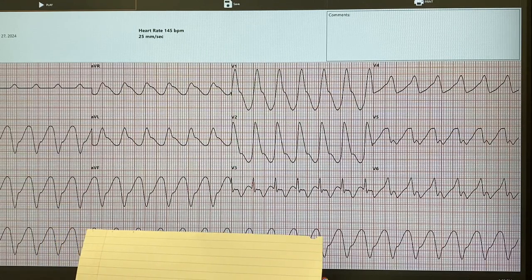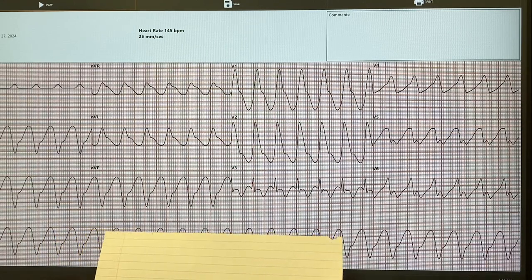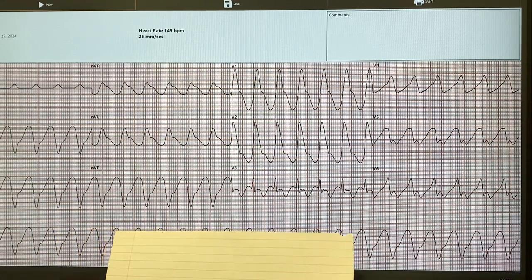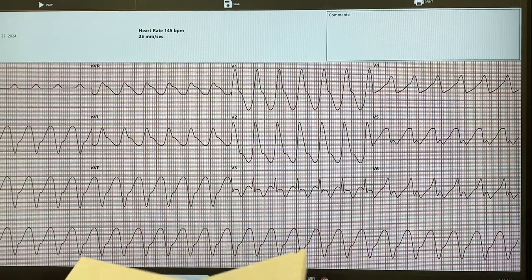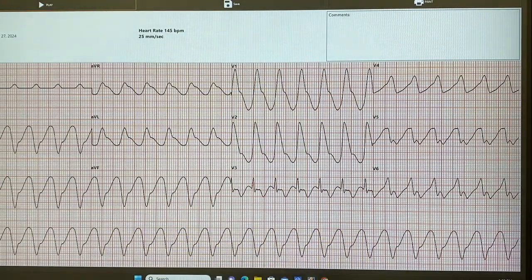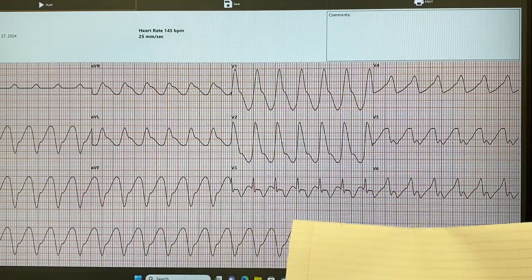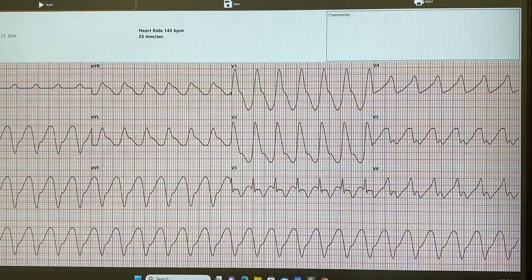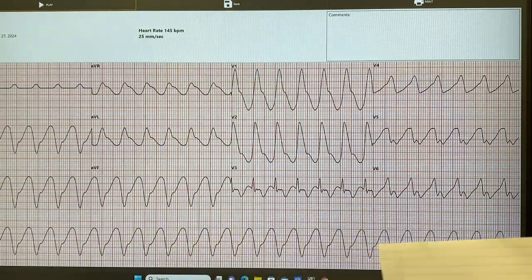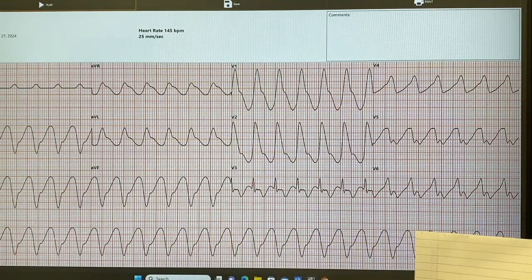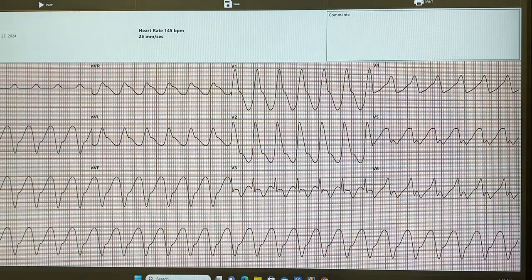Is it standard practice to go all the way towards the end of the strip? Well, if you want to be thorough, because I could eyeball it and say, oh yeah, that's regular, right? But for a beginner, it's best practice to just be thorough and do it all. Okay, so it is consistent. So then the rhythm is regular. Okay, and what about the rate?